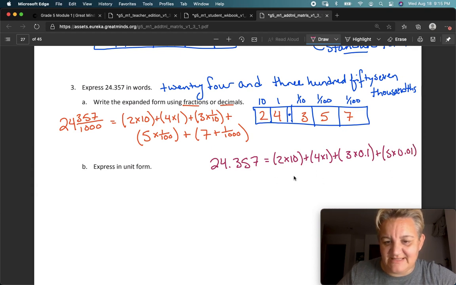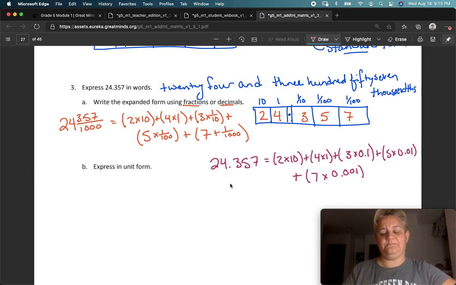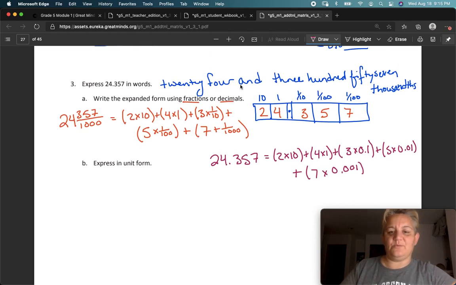And I ran out of space again. And 7 times 1/1000th. Okay, so there's our expanded form in fractions. There's our expanded form in decimals. I wrote it out in words.